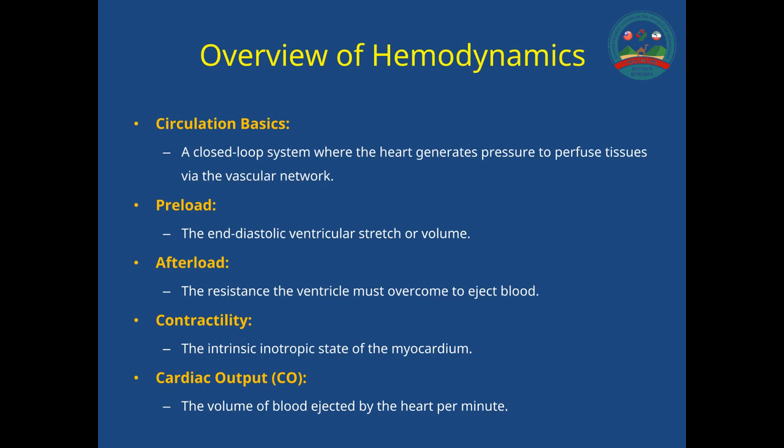Preload is the amount of blood filling the ventricle at the end of diastole. Afterload is the resistance the heart must push against to eject blood. Contractility refers to the heart's intrinsic pumping strength. Cardiac output is how much blood the heart pumps out per minute. And overall, circulation is a closed-loop system. The heart generates pressure, blood flows through the vessels, and returns back to the heart.